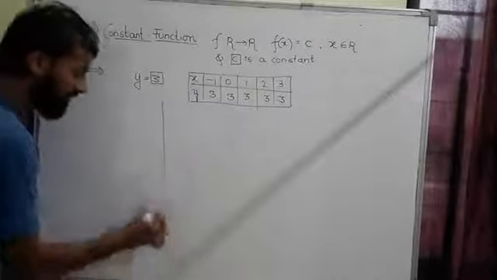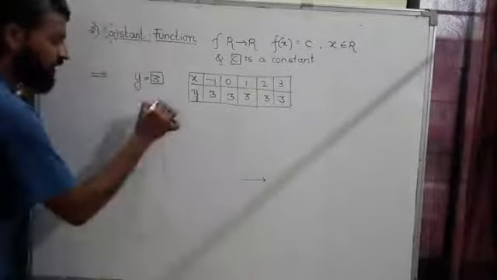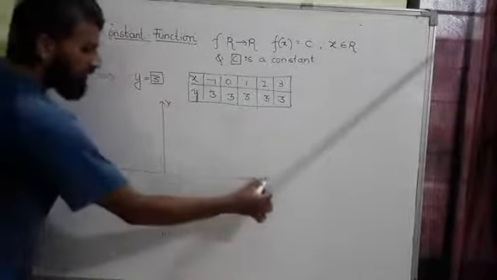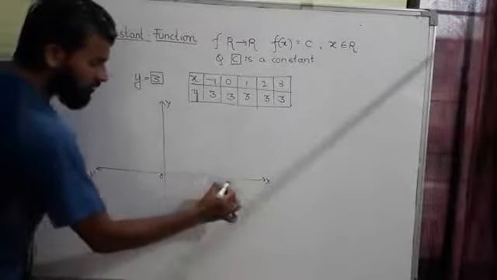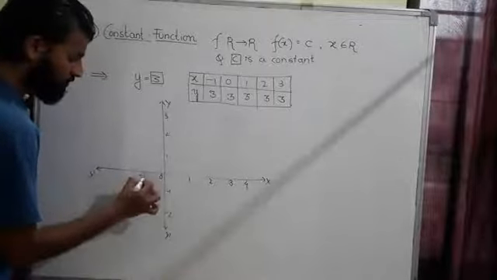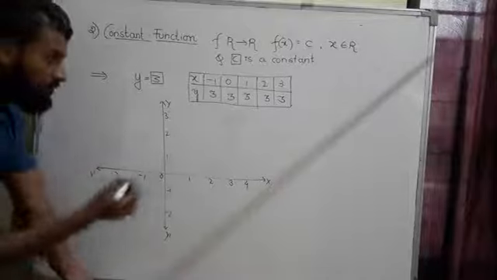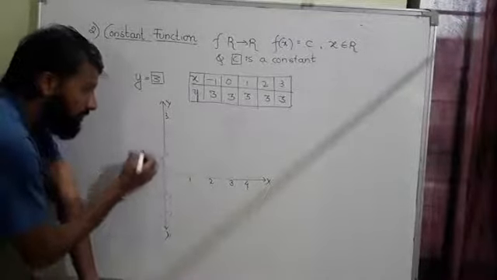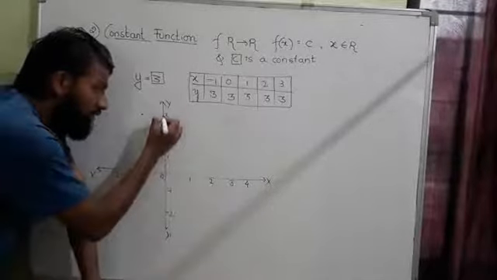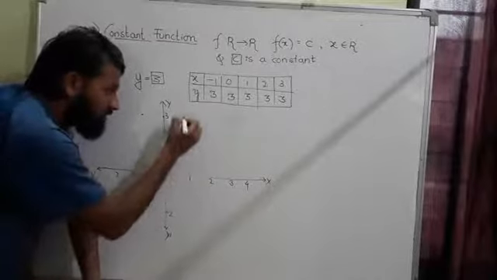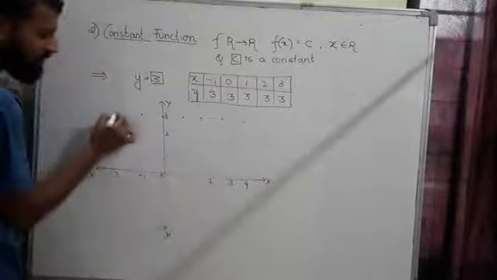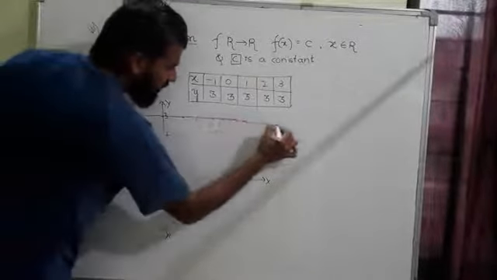Suppose I draw the graph of this function, how does it look? This is y dash, y, x dash, x, this is 0, 1, 2, 3 and 4, and this is minus 1, minus 2. See, I am taking x as minus 1, but the value of y is 3. This is my first point. I am taking x as 0, y is 3. I am taking x as 1, y is 3. Here also 3, here also 3. Everywhere, whatever you take for x, it will always be 3 only.